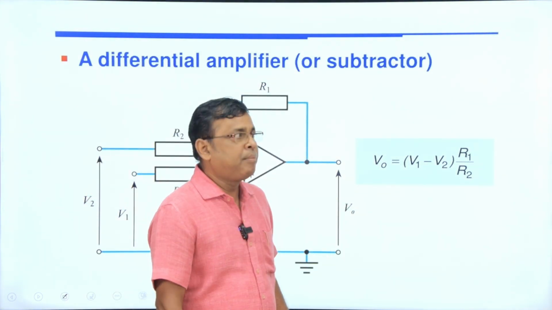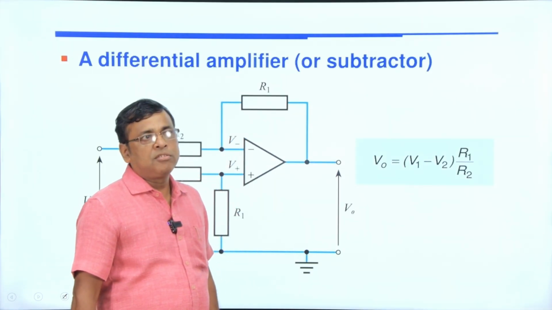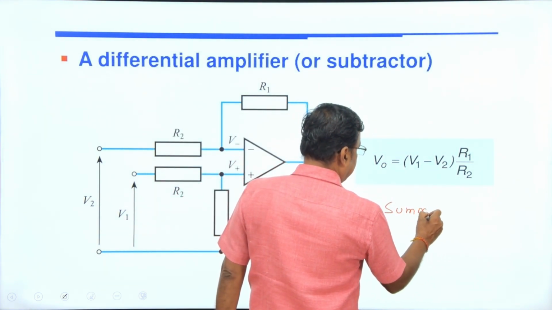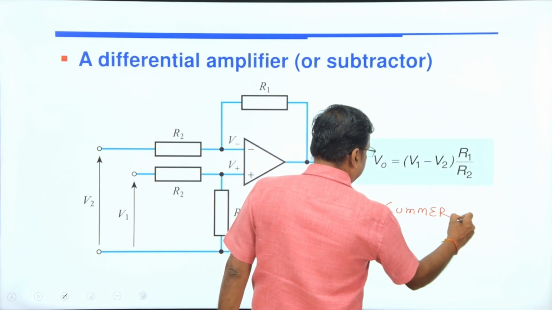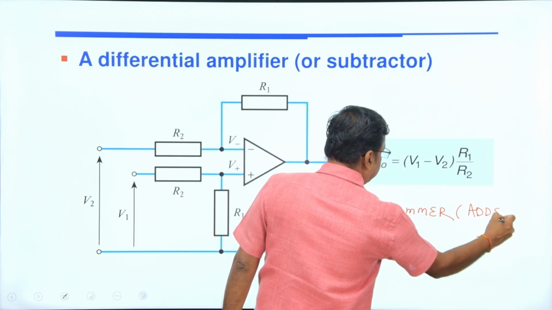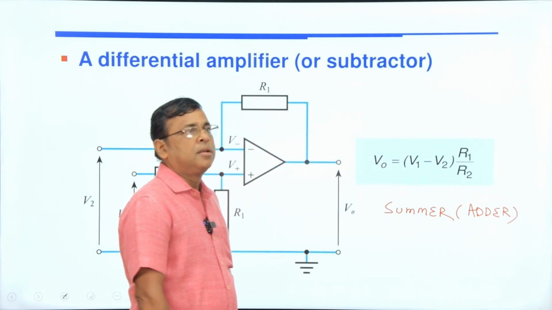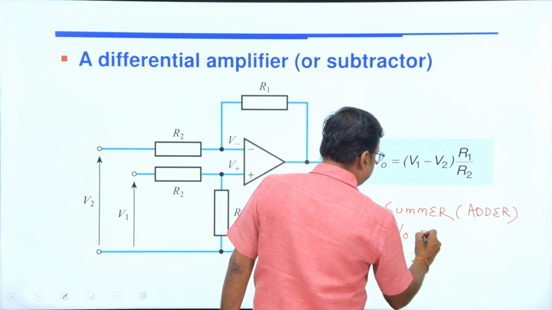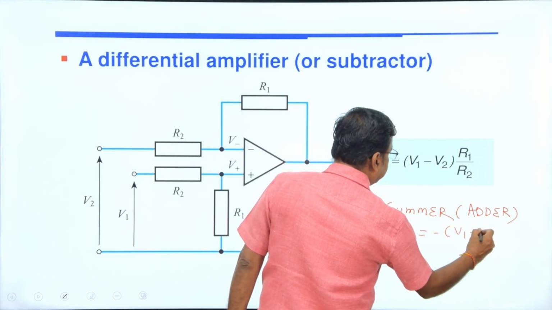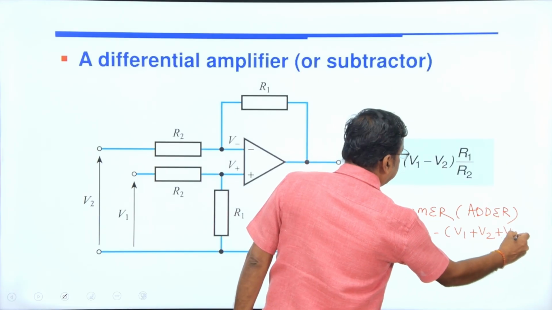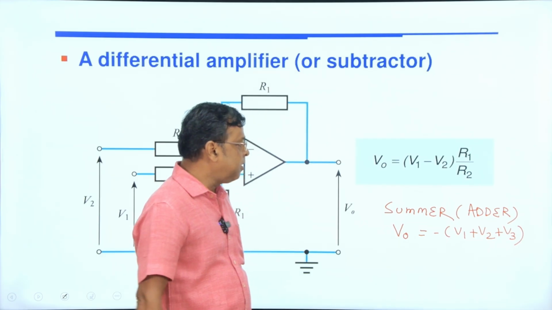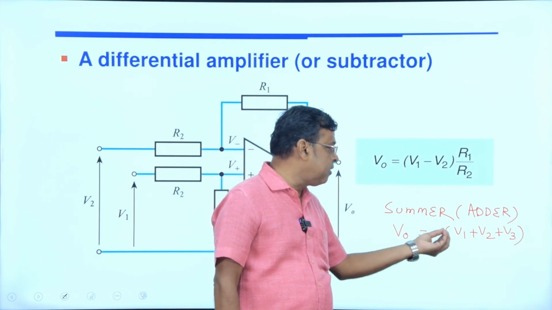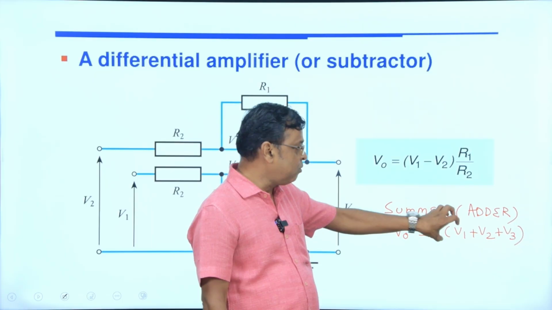Already we have covered the op-amp as a summer, or adder. Summer is nothing but an adder. Op-amp as an adder means: if you apply a number of input voltages V1, V2, V3, the output voltage V0 is nothing but the negative of the sum of the input voltages. That is, V0 equals minus of V1 plus V2 plus V3, with gain.